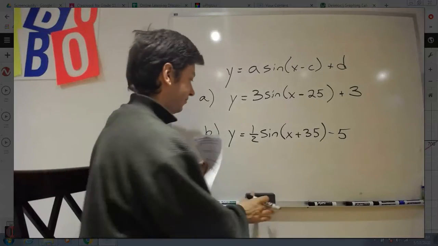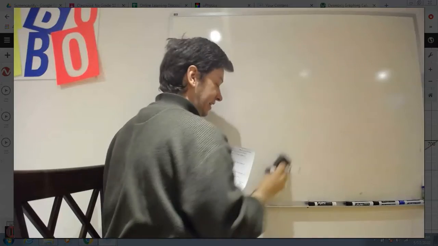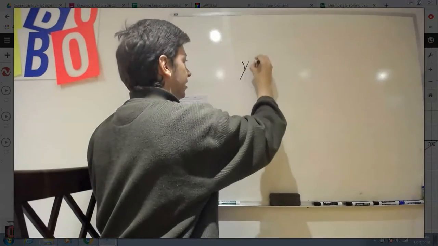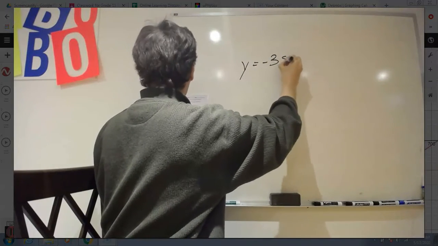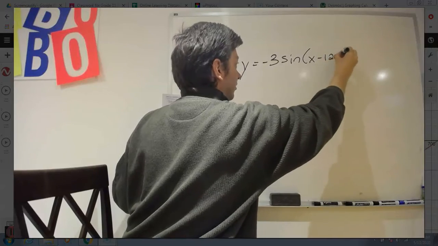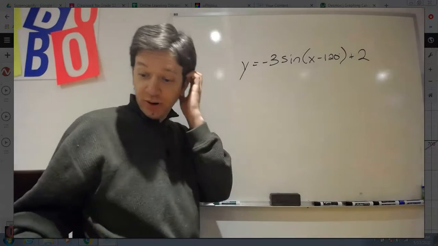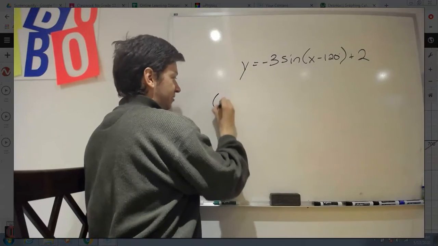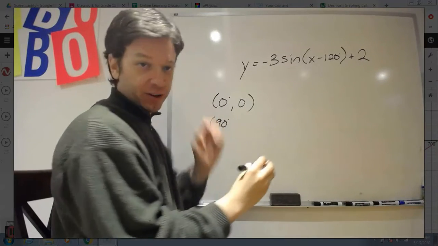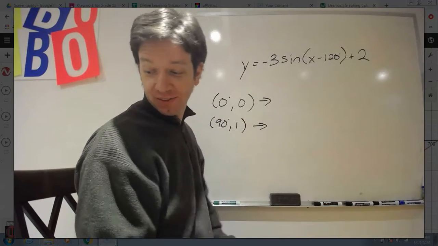Next, we need to sketch a graph. Part 3. I'm going to start this for you, and then I'll let you finish, and I'll post my solutions. So we have y equals minus 3 sin(x minus 120) plus 2. All right, so we need our 5 points. I'm going to do the first 2 with you. So that's 0, 0. Okay, and 90 and 1. Then I'll let you try the other 3 by yourself, and then you can check your work.